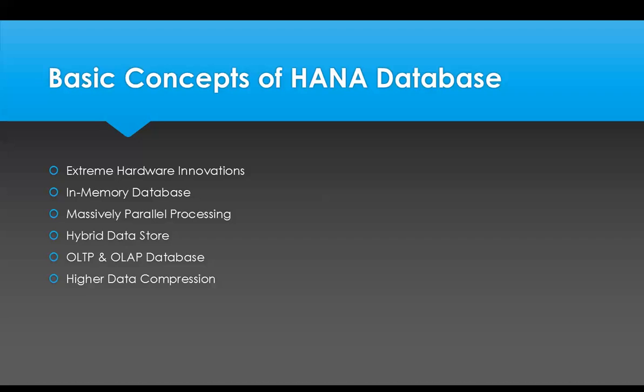So basically, due to extreme hardware innovations, main memory is no longer a limited resource, and modern servers can have 2 terabytes of system memory. So this allows complete databases to be held in RAM. So that's why SAP HANA is an in-memory database. The whole database is kept in the RAM.